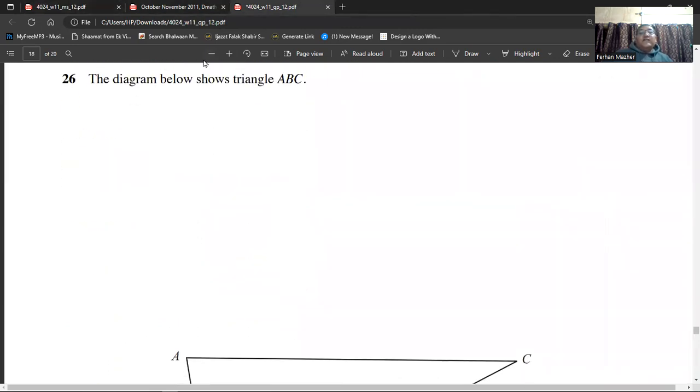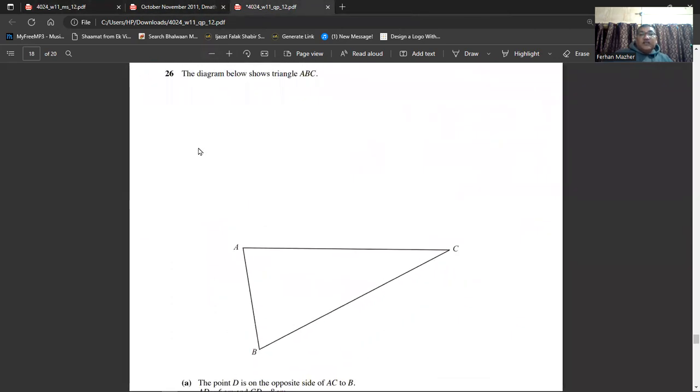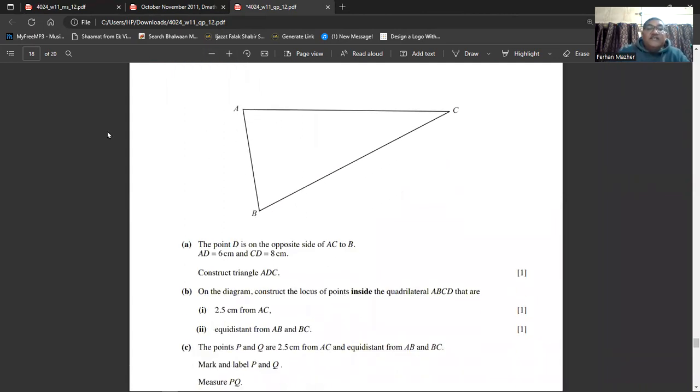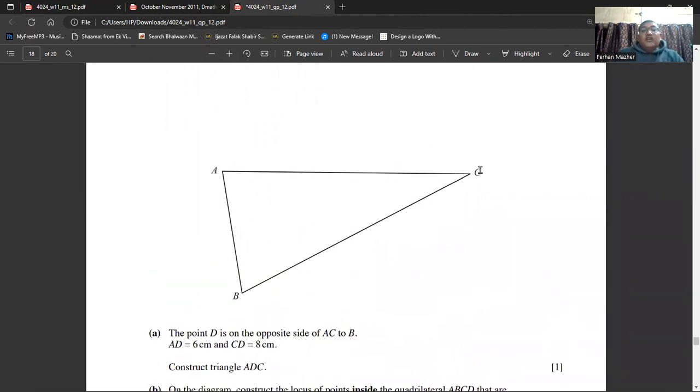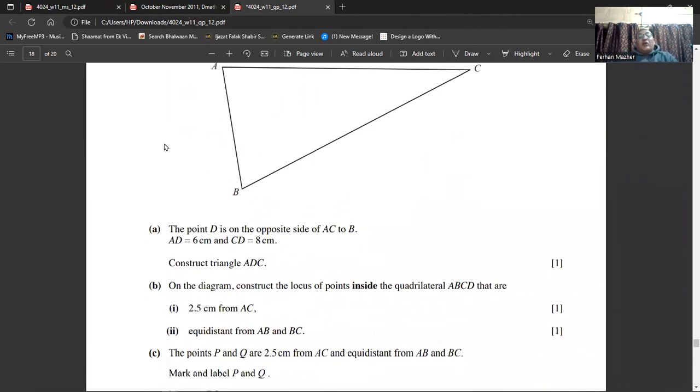Here I think this question is about the locus. He says question number 26. The diagram below shows the triangle ABC. So here you have triangle A, B, and C. And what they want? They want the point D on the opposite side of AC to B. So wherever you have B, this is the AC, and on this side you have the B. So the point D is here, opposite to B. AD is 6 centimeter and CD is 8 centimeter.